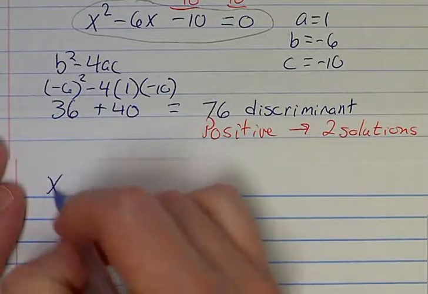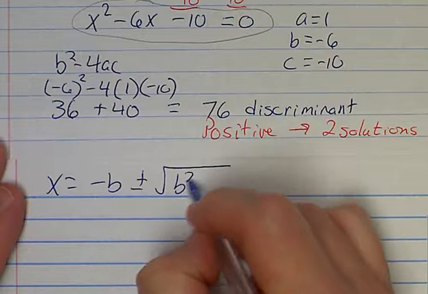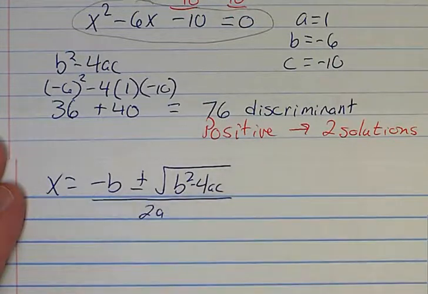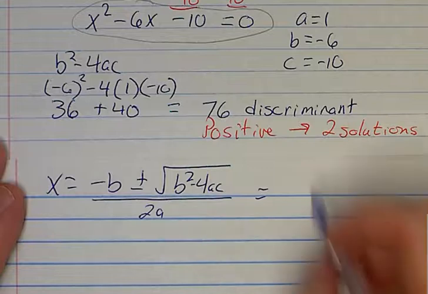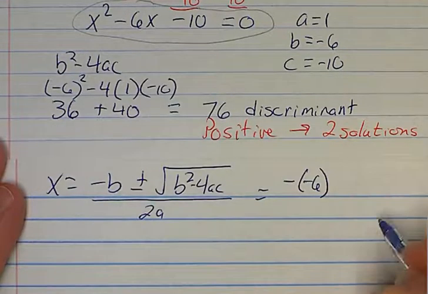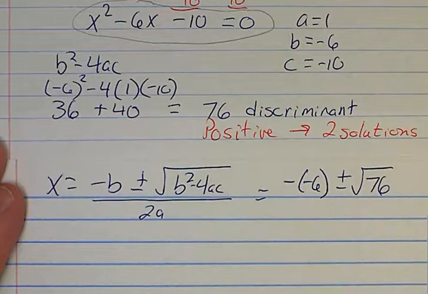Because we've got to plug it into the quadratic formula. But you just told me that b squared minus 4ac, what's inside the square root, is 76. So you don't have to do anything with that part. It's just minus negative 6 plus or minus the square root of 76 that we got from this answer.